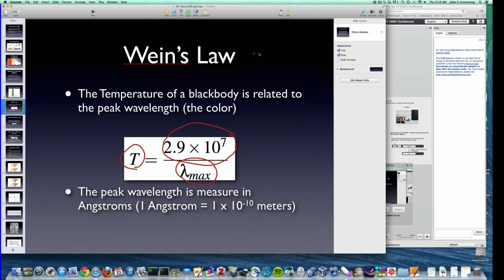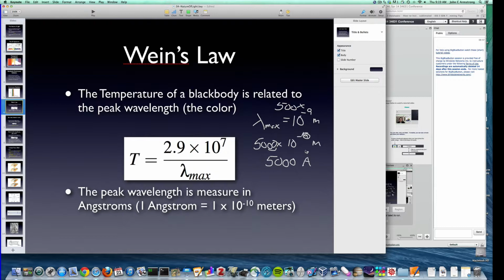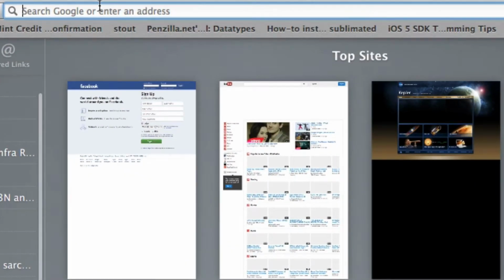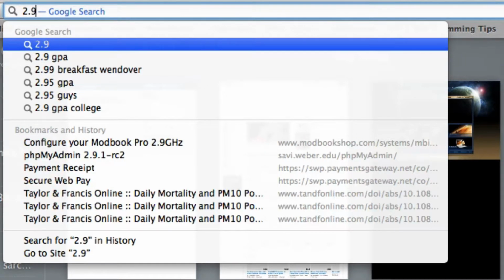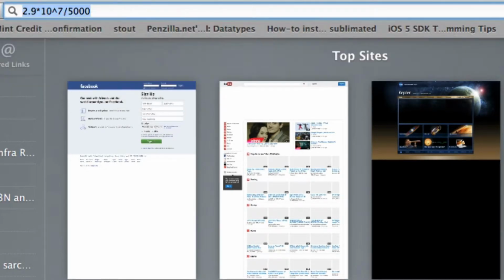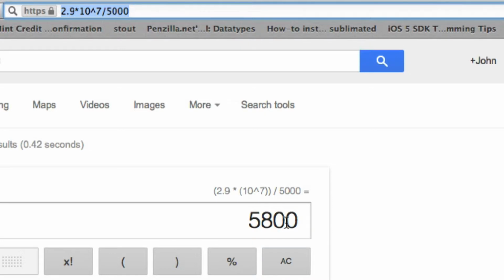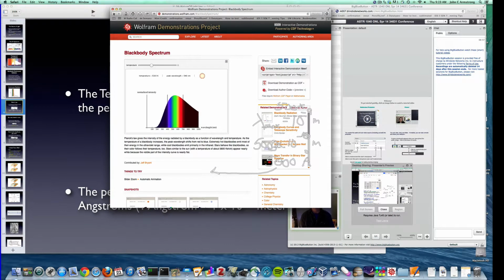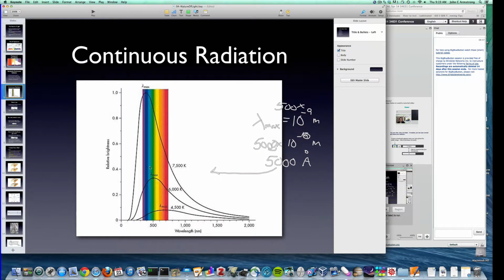So for example, let's take the sun. The sun has a peak wavelength, lambda max, of 500 times 10 to the minus 9 meters, 500 nanometers. We need this in angstroms, so that gives me 5,000 angstroms. So if I put 5,000 down here and divide it into 2.9 times 10 to the 7, I take 2.9 times 10 to the 7 and divide it by 5,000. That should call up my Google calculator, and I get a temperature of 5,800 degrees Kelvin, which is what we saw from this plot. We have about 6,000 degrees Kelvin.